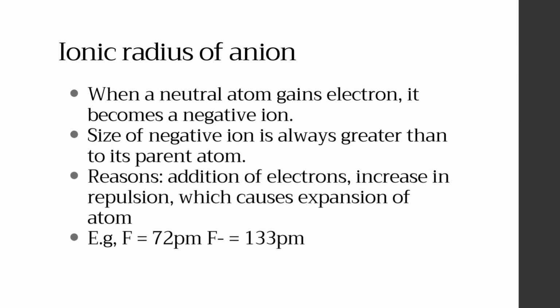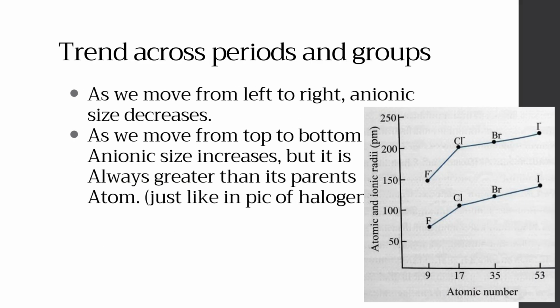Now let's talk about the negative ion. When a neutral atom gains electrons, it becomes a negative ion or anion. The size of an anion is always larger than its parent atom. Why? Extra electrons increase repulsion. Electron cloud expands. Example: fluorine atom has a radius of 72 pm, but fluoride ion has a radius of 133 pm.